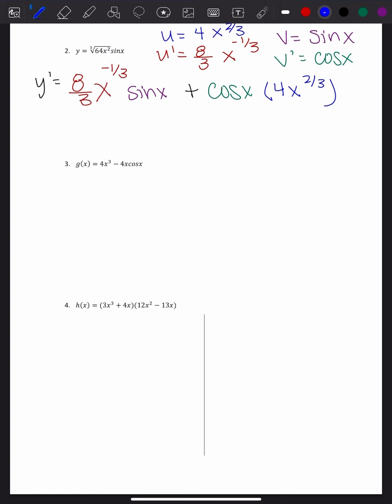We have this problem right here. This problem is a little bit different. So we're going to start with g prime of x.